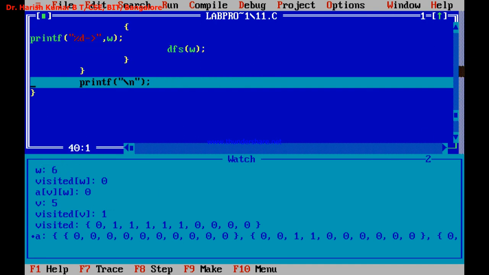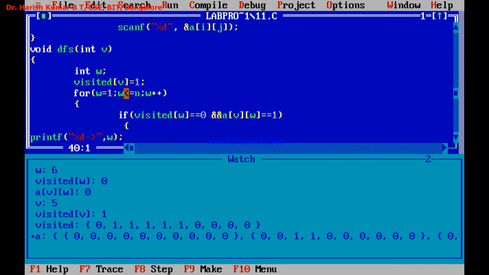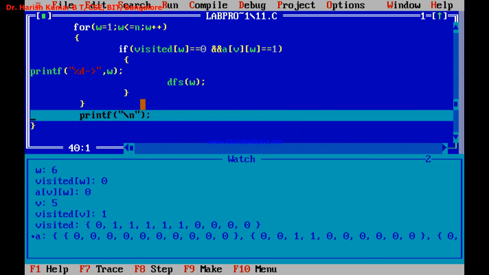Okay, so after 5, W gets incremented by one more, and it becomes what? 6. And then what's happening? It is coming out of the for loop and it is printing the new line.